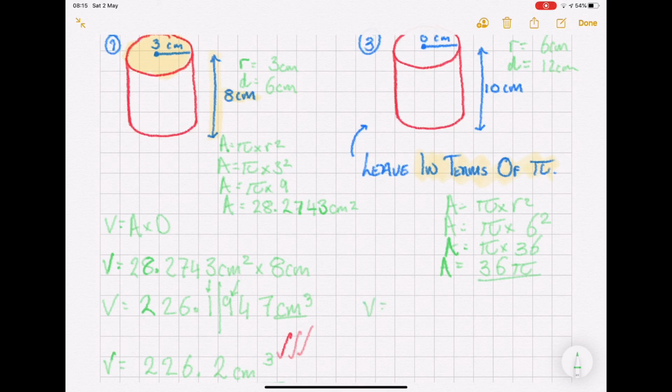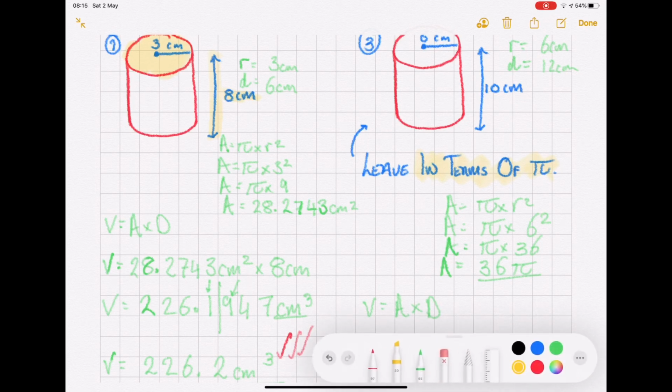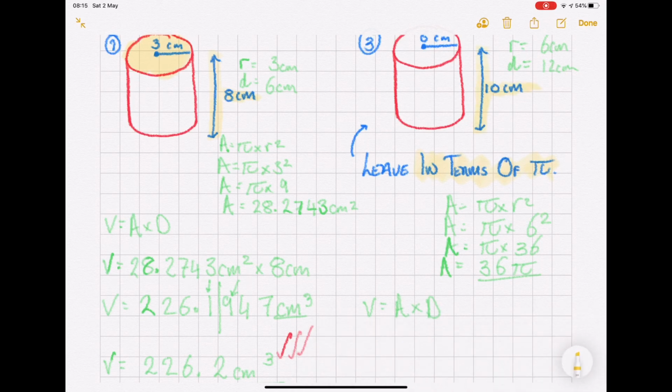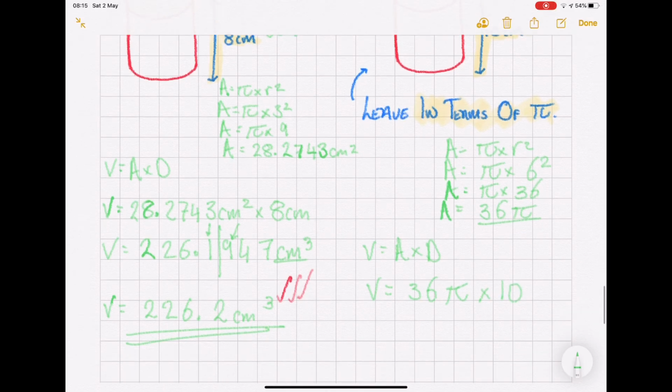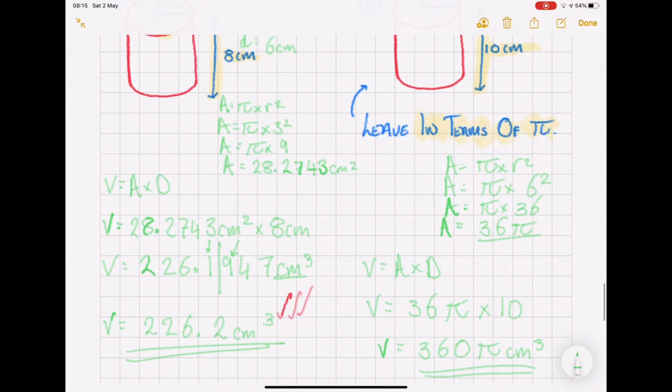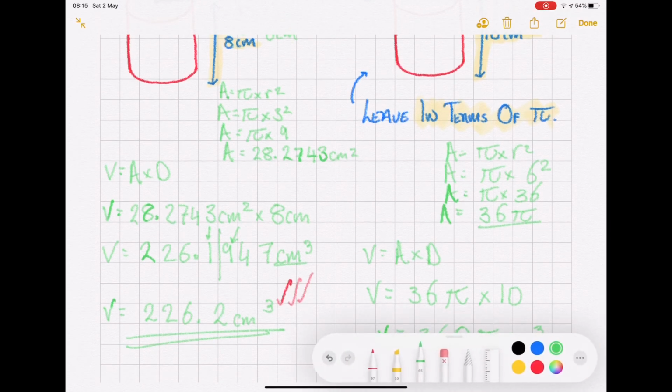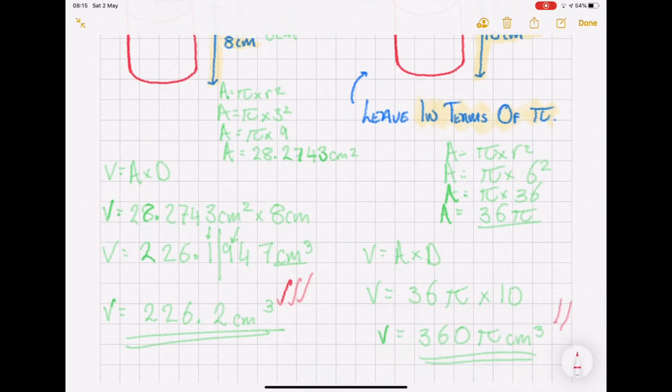Volume is area times by depth. What's our depth in this question? Our depth is 10 centimetres. So it's going to be volume equals 36 pi times by 10. That's nice and easy. Volume is going to be 360 pi centimetres cubed. Like that. Fantastic if you got that. Nice. Give yourself some ticks.